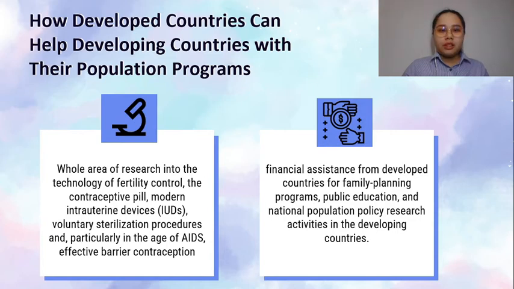Next, how developed countries can help developing countries with their population programs. First, rich country governments, international donor agencies, and NGOs play an important role in the whole area of research into the technology of fertility control: the contraceptive pill, modern intrauterine devices, voluntary sterilization procedures, and particularly in the age of HIV/AIDS, effective barrier contraception. Second is financial assistance from developed countries for family planning programs, public education, and national population policy research activity in developing countries.